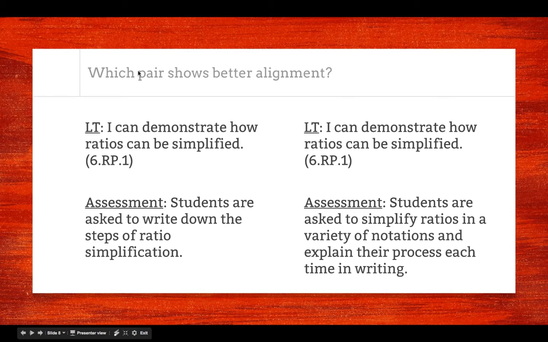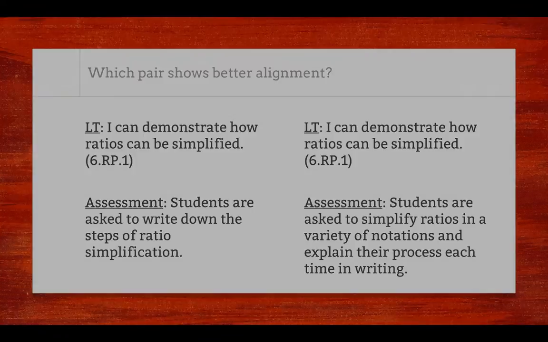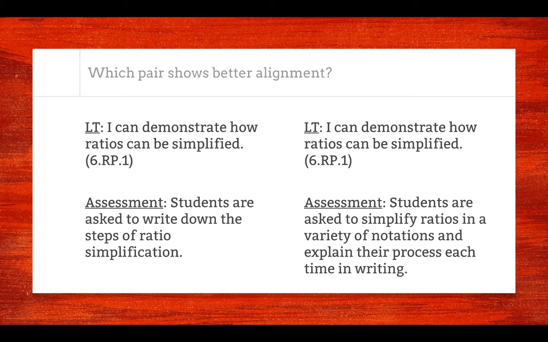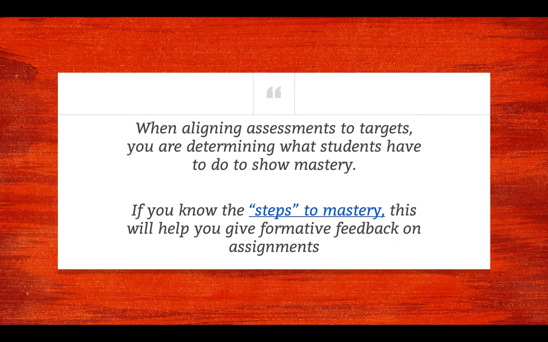Okay. So really, in both of these pairs that I showed you, this one and this one, there really wasn't perfect alignment there. However, I want you to know the assessment needs to match the target. The assessment can't be bigger than the learning target, and the learning target can't be bigger than the assessment. So when aligning assessments to targets, you're determining what students have to do to show mastery. So it should be very specific and very clear.